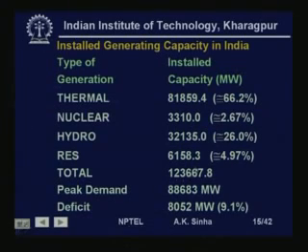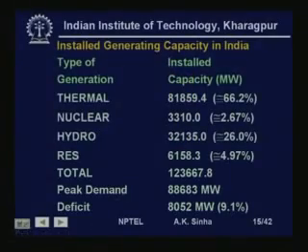Though the total capacity may be this much, the amount of power that we can supply at any time is not certainly this much, because many plants are very old plants. They cannot work at their full capacity. Also, some plants have to be taken out for maintenance and other purposes.